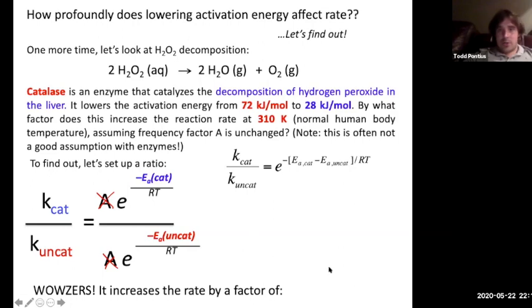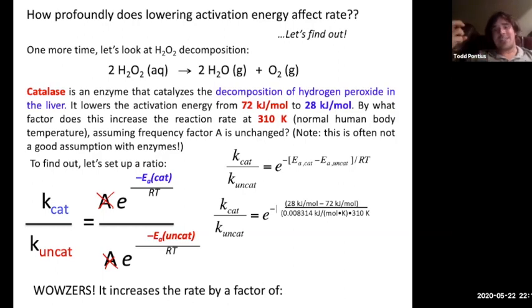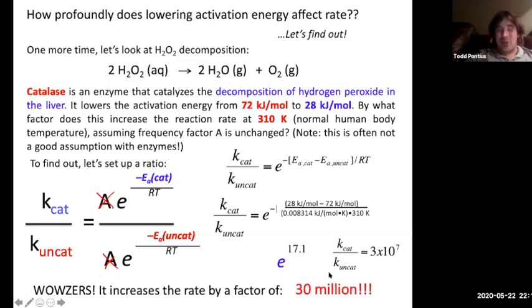So I'm just going to plug in our values now. And basically what we get is that the ratio of the catalyzed to uncatalyzed reaction is equal to e to the power of negative our catalyzed activation energy minus our uncatalyzed, and then we're dividing it by R times T, which is 310 Kelvin. So that ends up being 17.1. We're going to take e to that, and that ends up being 3 times 10 to the 7th. 30 million times faster. Wowzers!